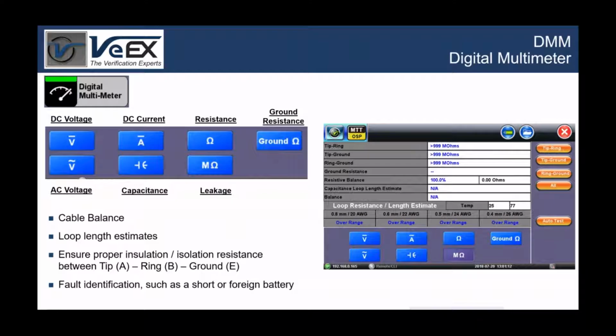Using the resistance meter to ensure proper insulation/isolation resistance between tip A, ring B, and earth ground. And lastly, simple fault identification, such as detecting a short or foreign battery on the copper pair under test.